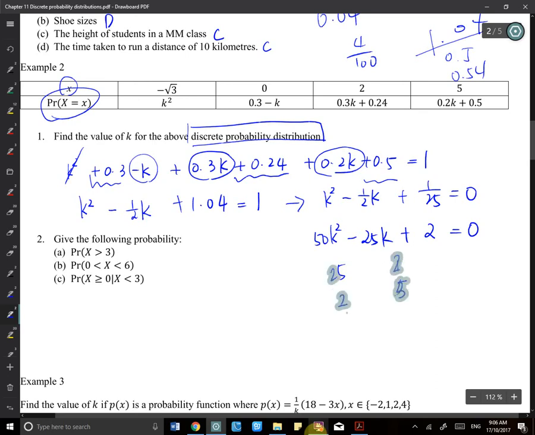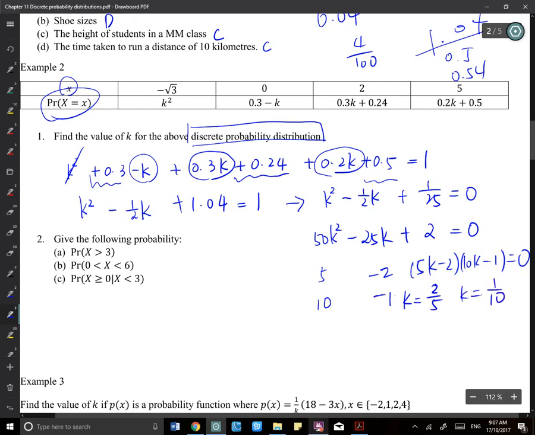No, it can't work that way. 5 and 10 can work. 1 and 2, okay, that can work. So 5k minus 2, 10k minus 1 equals to 0. K is 2 on 5, or k is 1 on 10. Well, k equals to 0.4 or k equals to 0.1.